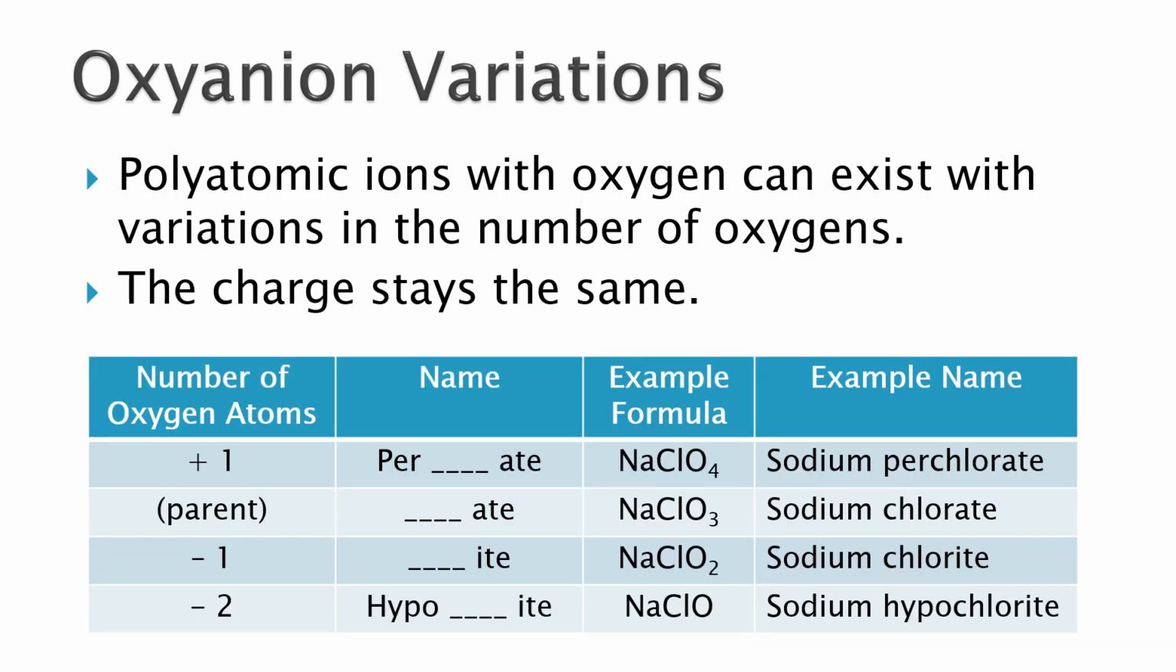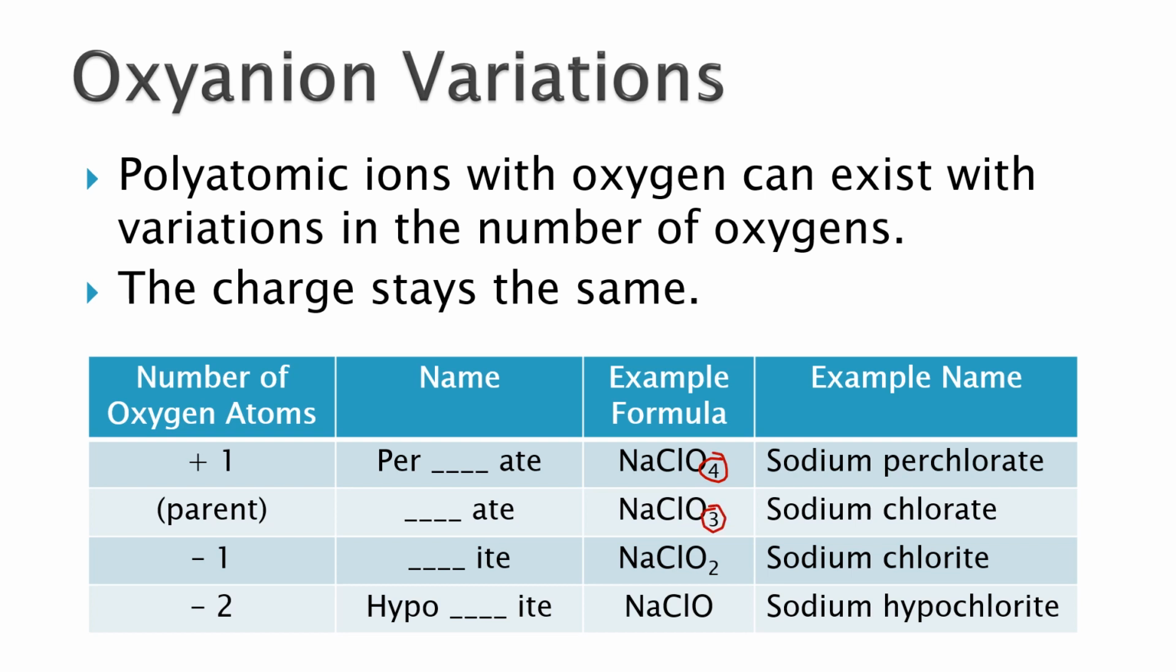Okay, so that was a few new polyatomic ions. But here we're going to look at some variations that you can have within the polyatomic ions that you already know. So what happens is that the number of oxygens that is bonded to a central atom can vary.